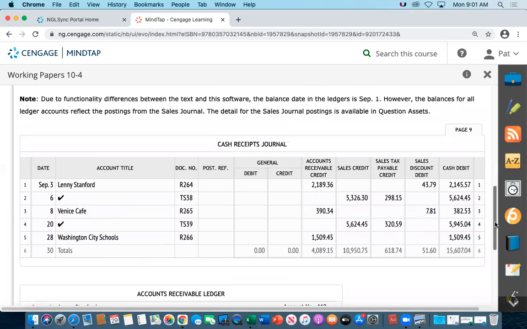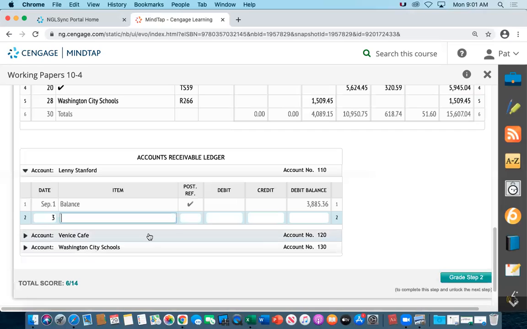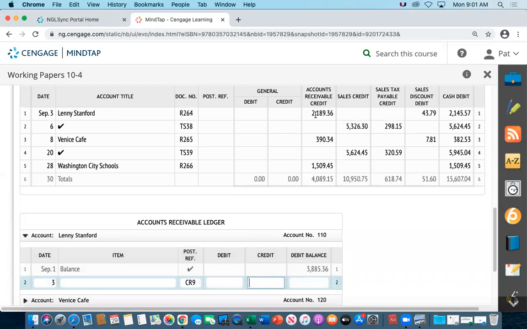All right, this is the journal, cash receipts, page 9. Remember that up there, right? So we are going to call that CR9. We have a credit to Lenny. When we're working with accounts receivable and being paid, we lower the bills that they owe us. So we put 2,189.36, and now the new balance of $1,696. The debit balance represented how much they owed us. The credit balance represented the payment. This new balance represents what they still owe us.